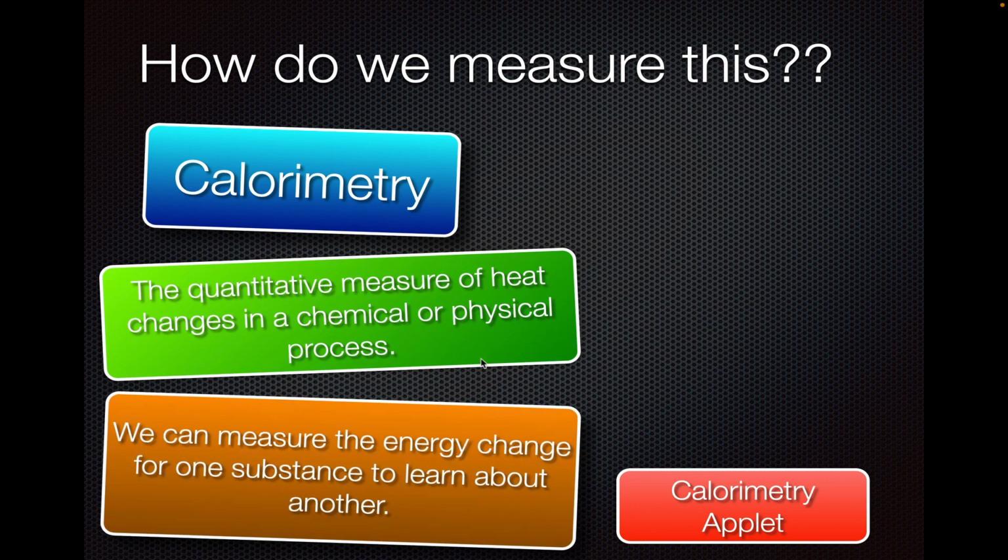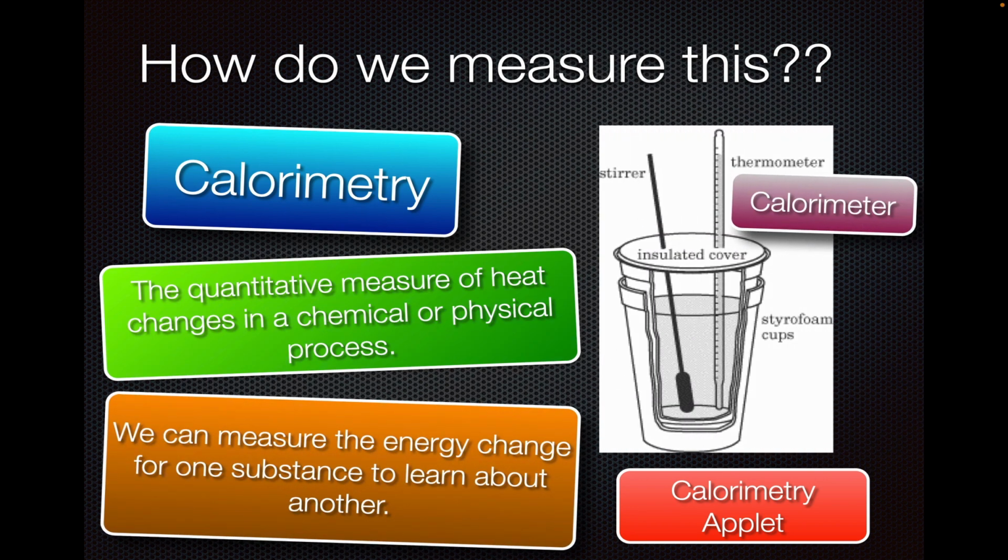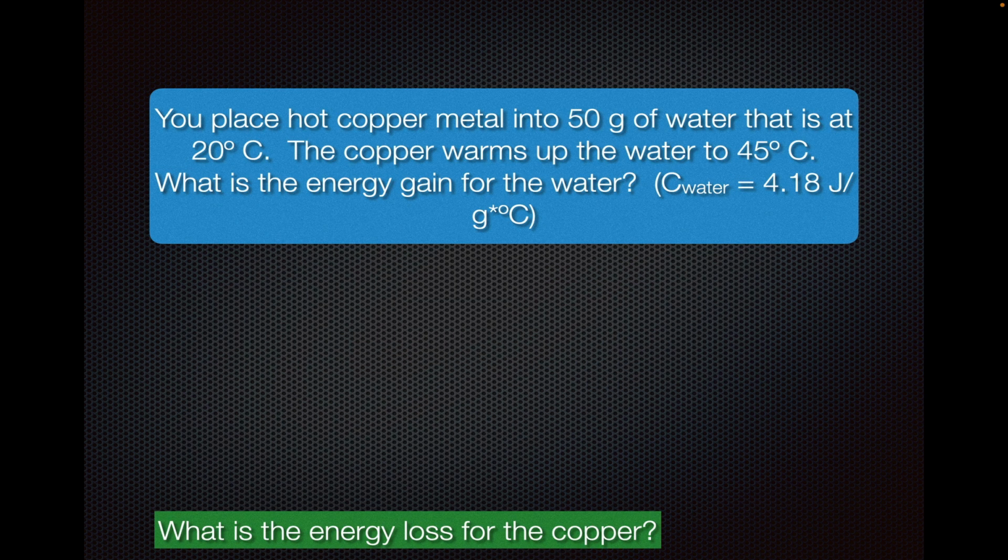And we're going to do this actually in class. If we can measure the energy change for one thing, we can find the energy change of the other thing. So if I place hot copper metal into 50 grams of water that's at 20 degrees Celsius, the copper warms up the water to 45 degrees Celsius. What's the energy gain for the water? Okay, so here's our heat capacity of water. What's the energy loss for the copper?